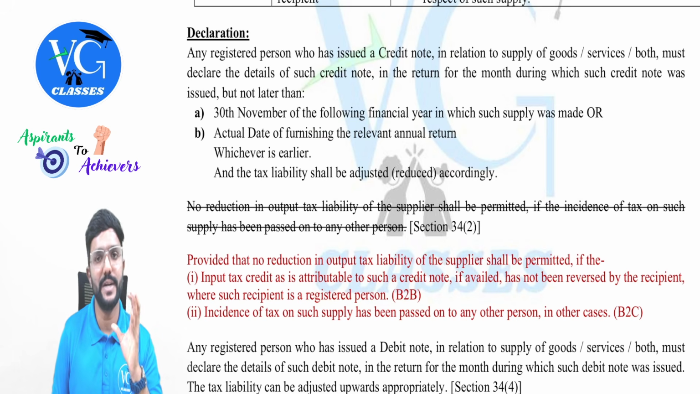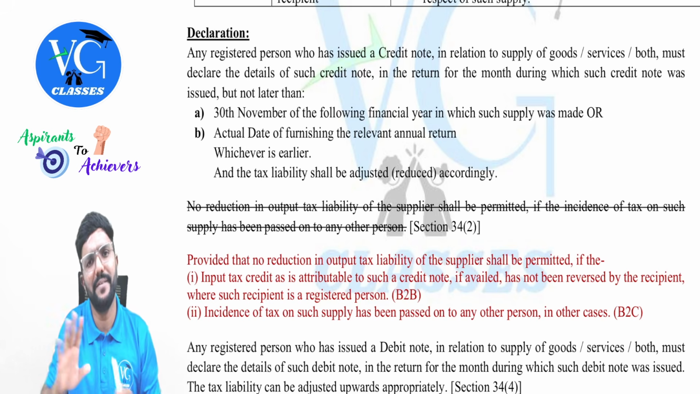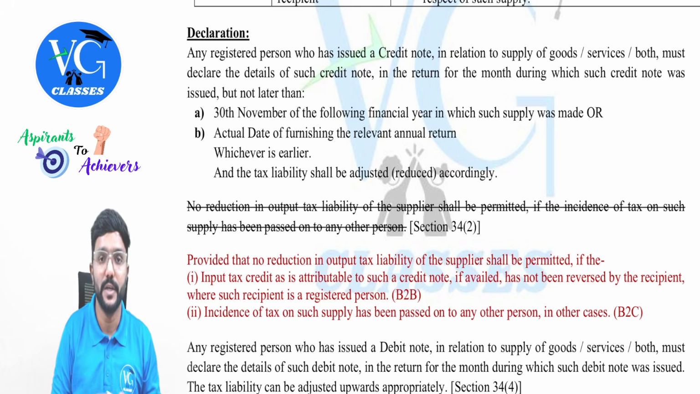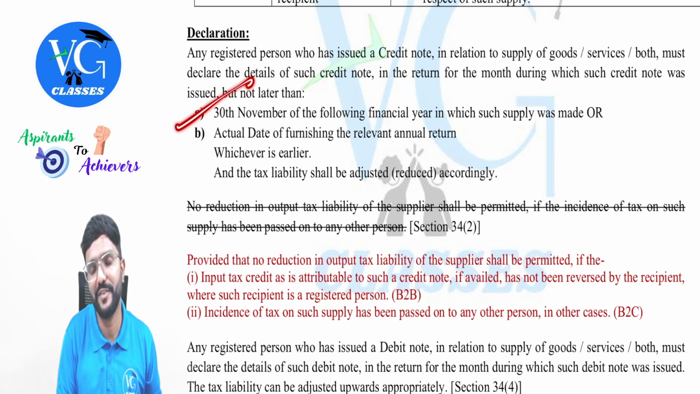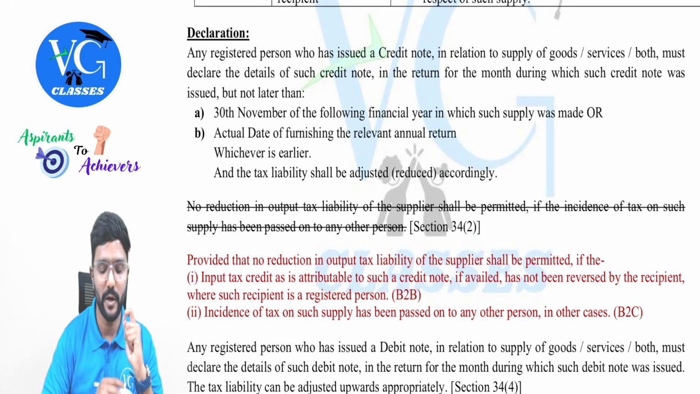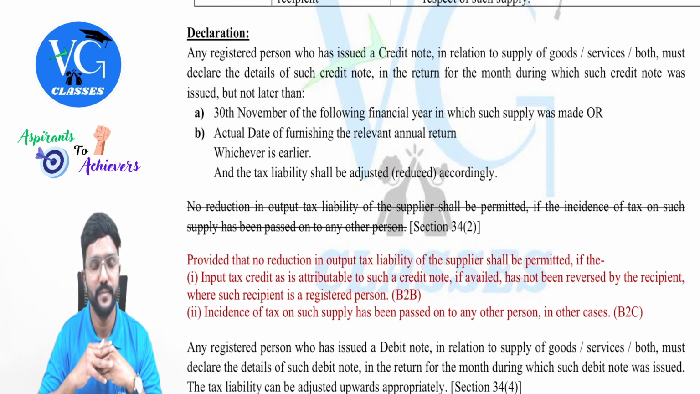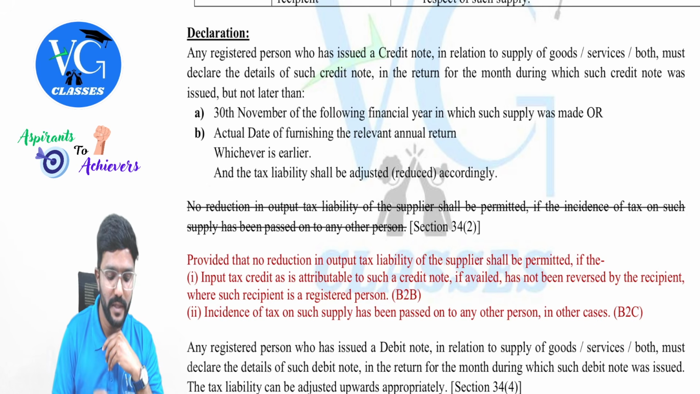Correct. So credit note details have to be given in GSTR 1 of the month in which the credit note is issued, but not later than. Can you give it later also? Yes, but not later than 30th November of the next financial year or the actual date of filing annual return, whichever is earlier. And accordingly, the tax liability of the supplier would be reduced. Means it will be brought down. Yes, sir. And there was one paragraph here that has been amended.